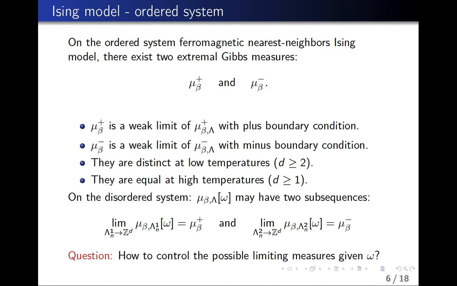In the disordered system, for a fixed omega, the sequence of the Gibbs specifications may have two different limits for two different subsequences of lambda. For example, it can happen that one converges to mu plus and the other to mu minus. This is not special to the disordered system. Even in the ordered system, it could happen for a suitable boundary condition. The main problem is how to control the possible limiting measures given omega. To solve it, we use the convergence in distribution, and now we are prepared to define the metastates.